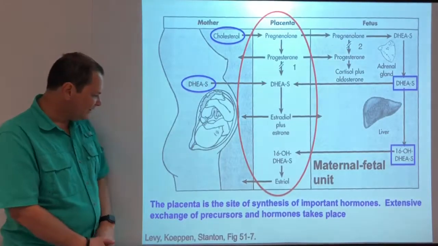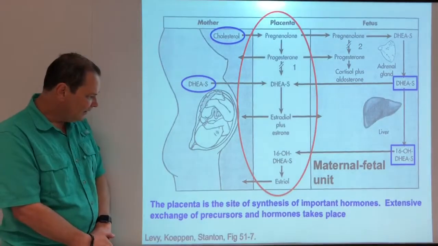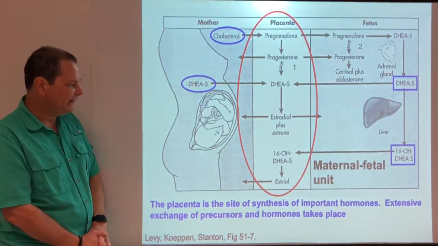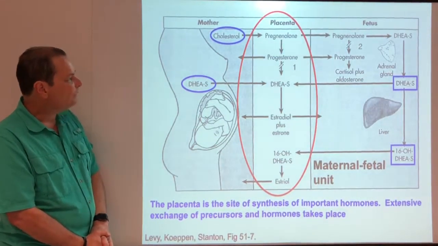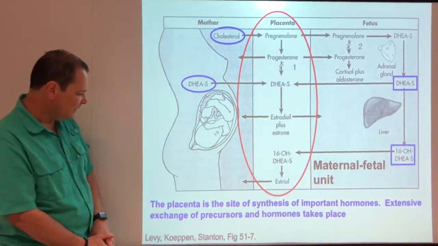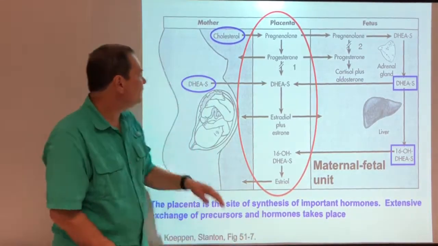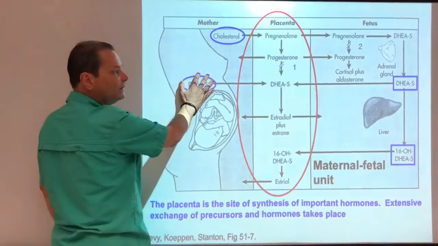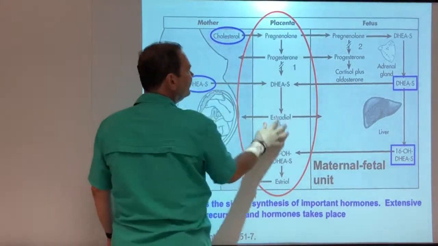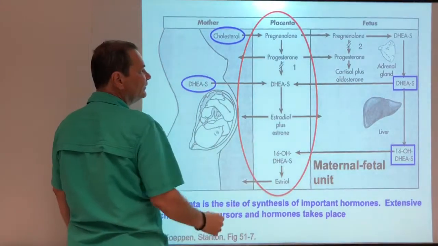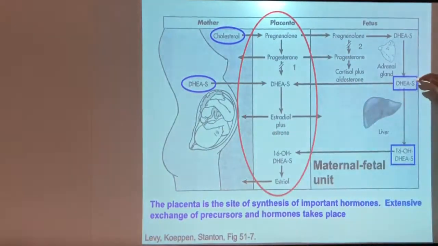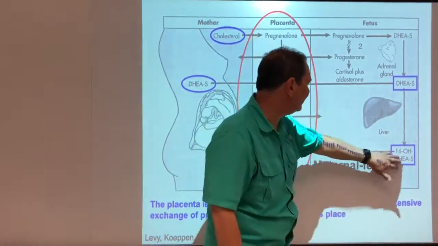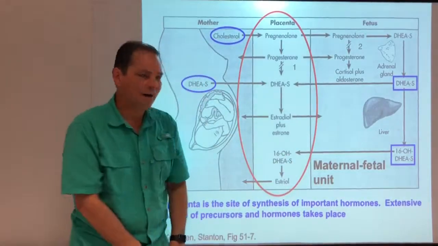Let's talk a little bit about the placenta as an endocrine organ that does make and secrete hormones. Okay, we have extensive exchange of precursors and hormones between the mother and the fetus. Cholesterol, DHEA is an androgen. Both of these serve as precursors here to synthesis in the placenta of estradiol and progesterone. And over here, we have more androgen produced by the fetus, and that feeds in here as well, okay?